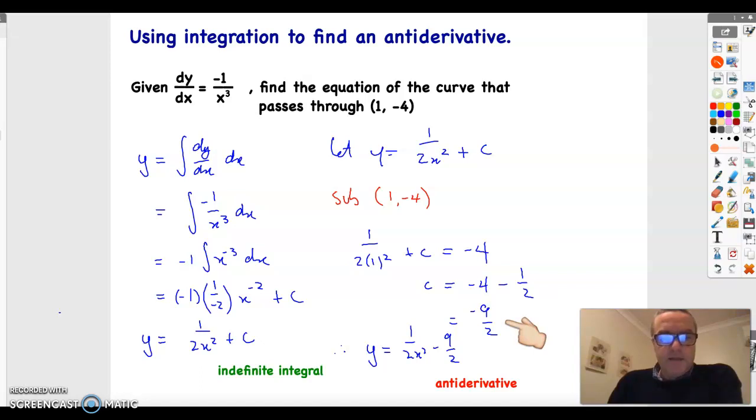And so now, instead of an indefinite integral, we have what we call an antiderivative, the actual curve that this derivative comes from. So our curve is going to be the curve of 1 over 2x squared minus 9 over 2.